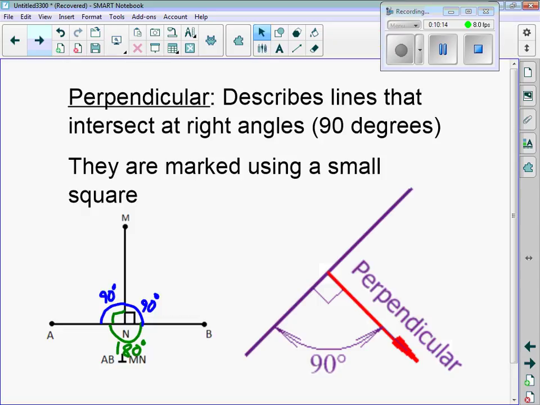Now, our lines do not always have to be laid out so nicely as the picture here on the left. We have the picture here on the right. We have a line that is going up at an angle here, and we should label our lines.